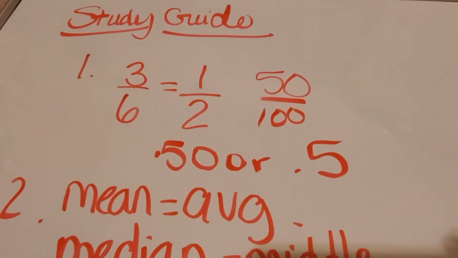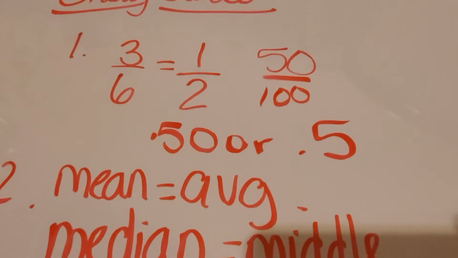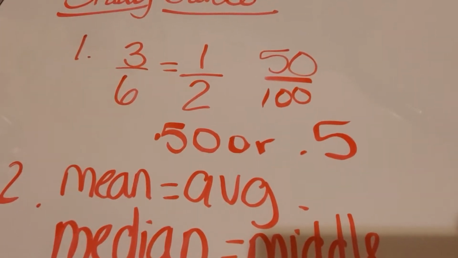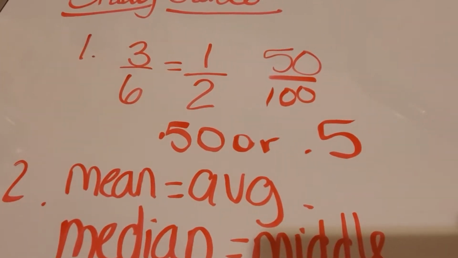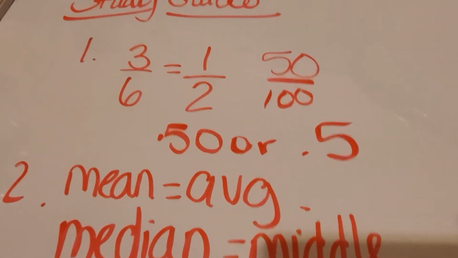Hey guys, we are doing the study guide for 19A. If you notice, your first problem says, what's the probability of rolling an even number on a number cube?